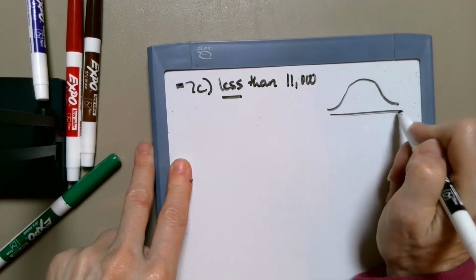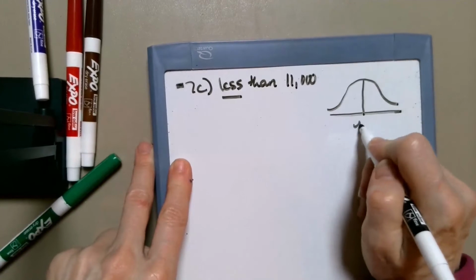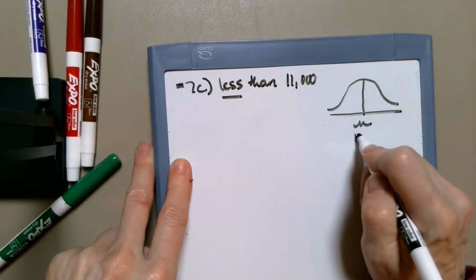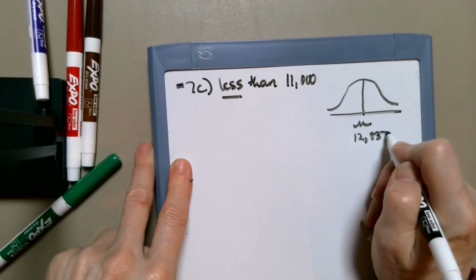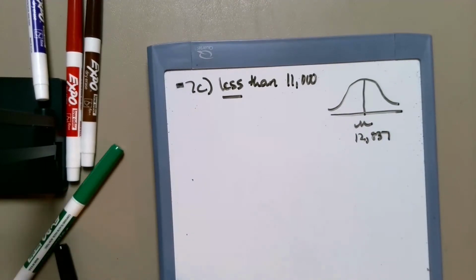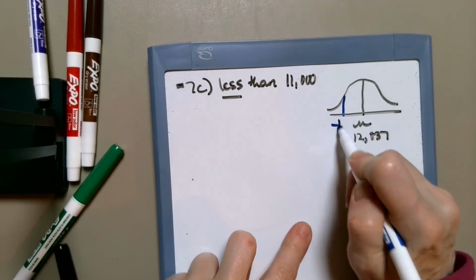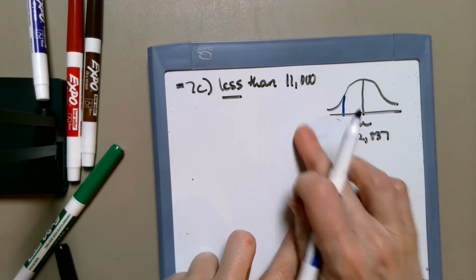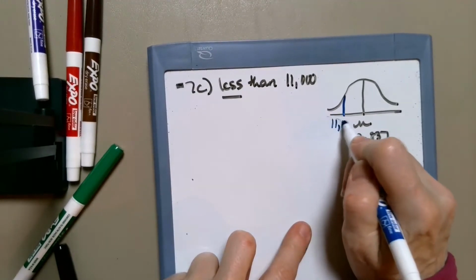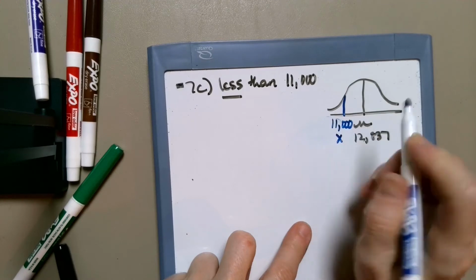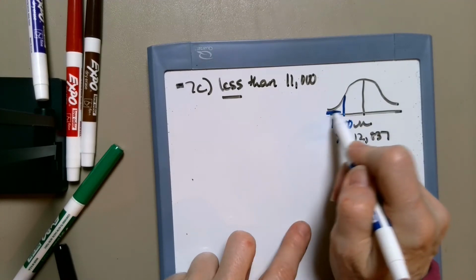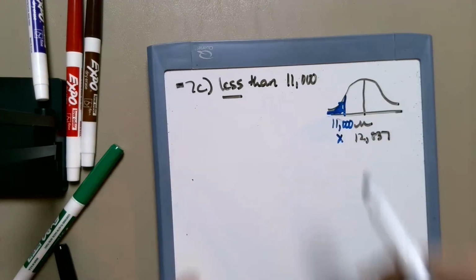If you recall from the earlier information, the mean of the population in the middle is 12,837. An x value of 11,000 is smaller than that, so you are to the left of the mean, somewhere over here. Less than tells us to shade to the left, so this should make us happy, because when we have something shaded to the left, this is always the easiest question.